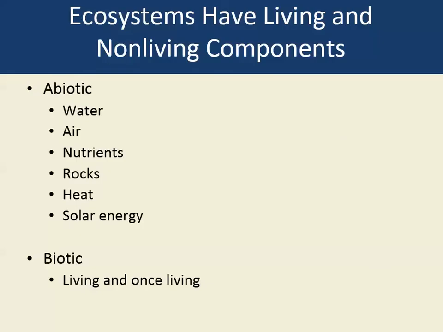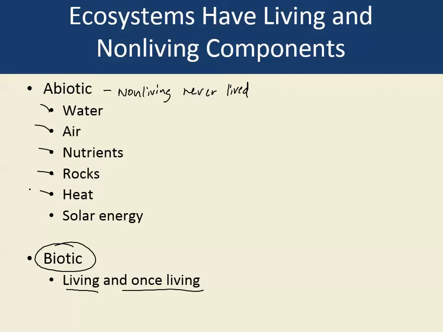Ecosystems will have both living and non-living components. Living components are biotic. That means they are living or they once lived. Abiotic is non-living and never lived. So water, air, nutrients, rocks, heat, solar energy, all that stuff is non-living and it never lived.